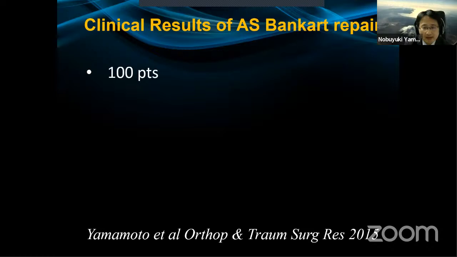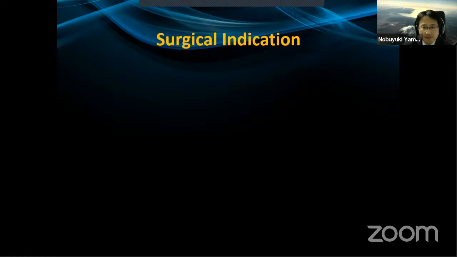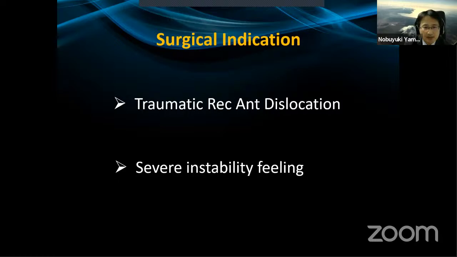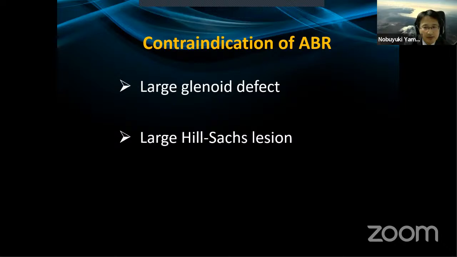We reported a good clinical result of arthroscopic Bankart repair. The recurrence rate of 100 patients was 6%. So the surgical indication is traumatic recurrent anterior dislocation and severe instability feeling. The contraindications of arthroscopic Bankart repair are a large glenoid defect, a large Hill-Sachs lesion, and contact collision athletes.